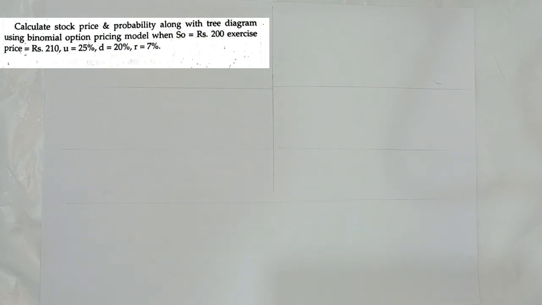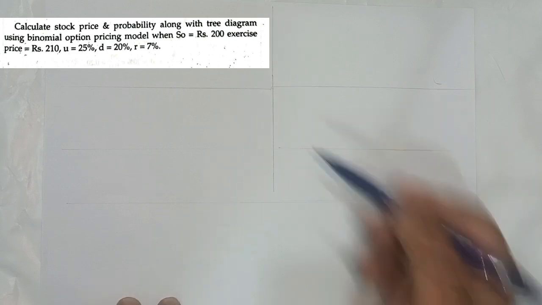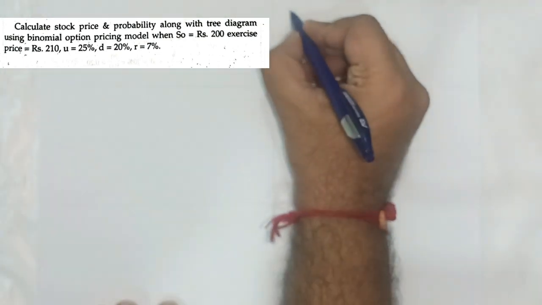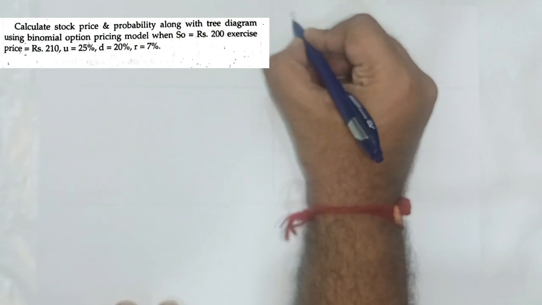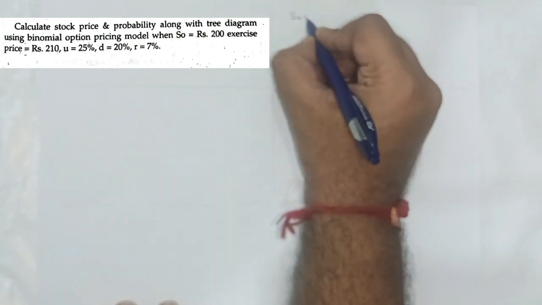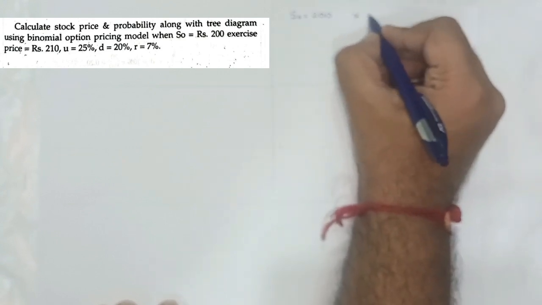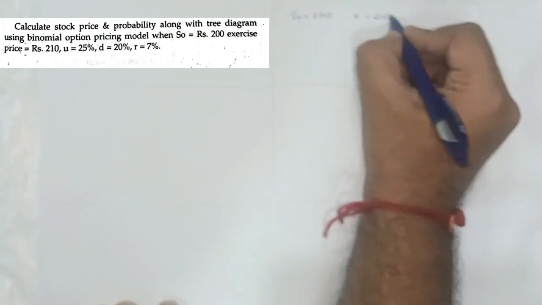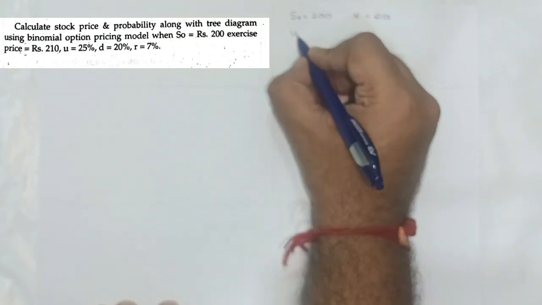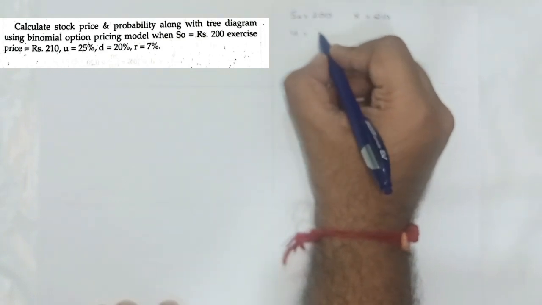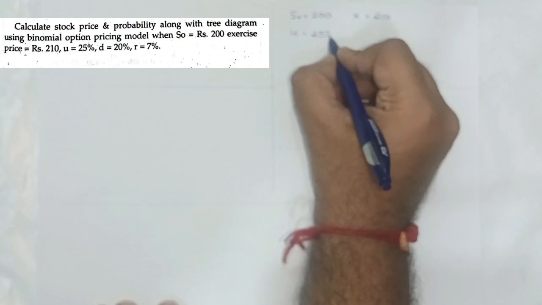First we will note down the data which is available from the question. Again, if you look carefully, all the data is given. First, we note down the spot rate. Spot rate given in the question is 200. The exercise rate given here is 210. Upswing is 25%, so we have to convert this into point form.